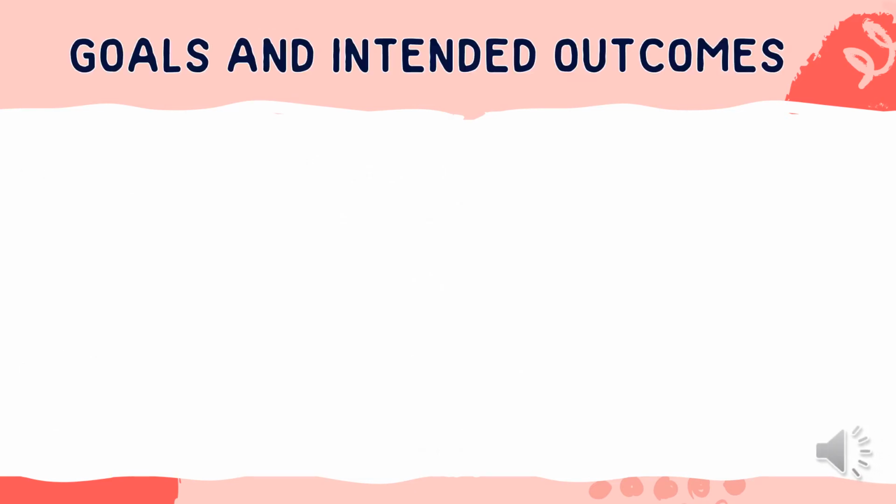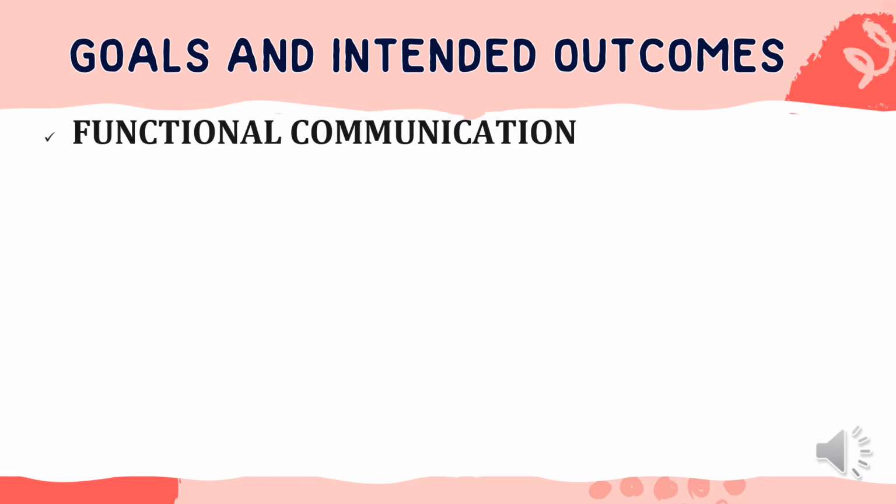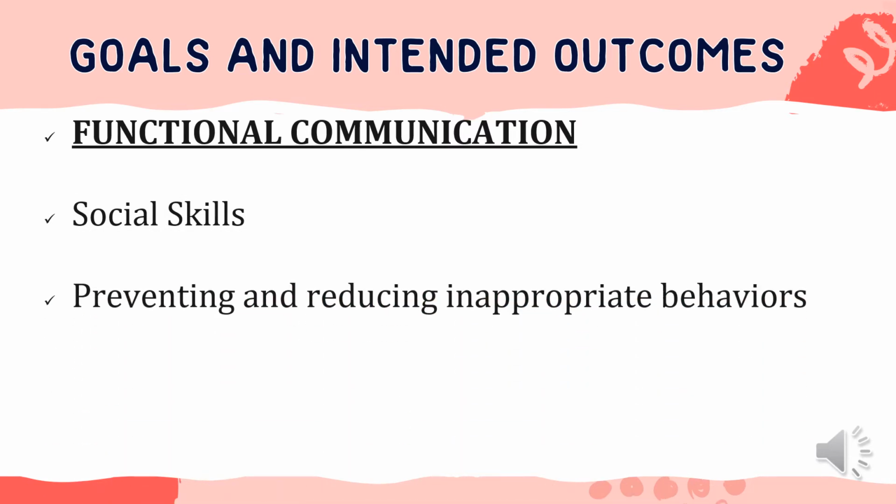Goals and intended outcomes. First one is to develop functional communication. This is the primary goal of teaching PECS to children: to develop social skills, preventing and reducing inappropriate behaviors. Studies have shown that PECS can prevent and reduce inappropriate behaviors in children. Independence: children become more independent. Speech: research has shown that some learners using PECS also develop speech.